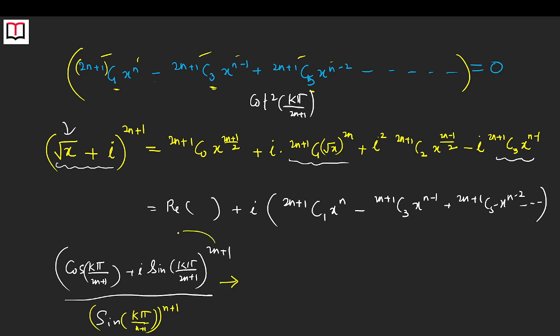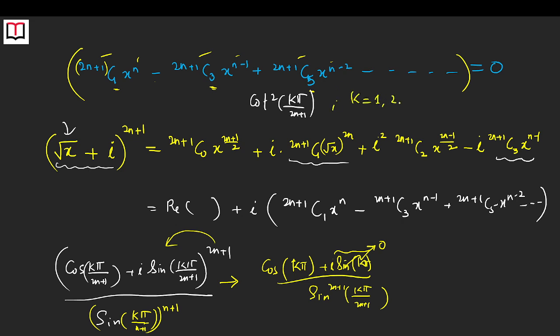Now collect its imaginary part. So using De Moivre's theorem, this will get inside and be multiplied with the argument. So it's cos k pi plus iota sin k pi upon sin raised to the power 2n plus 1 of k pi by 2n plus 1. Now the imaginary part is this, which is always 0 for all k from 1 to n. So hence for all k from 1 to n, this is a root of this equation. That's it.